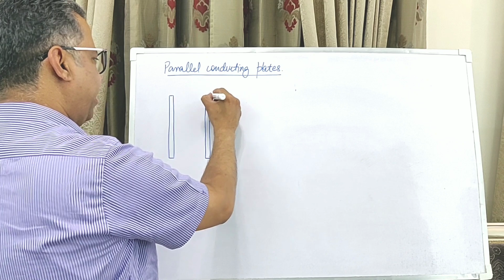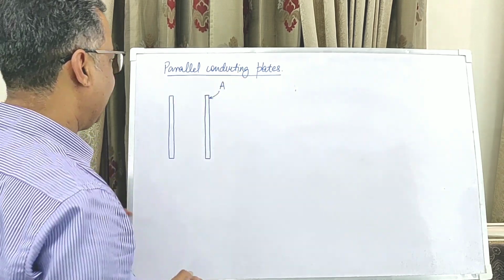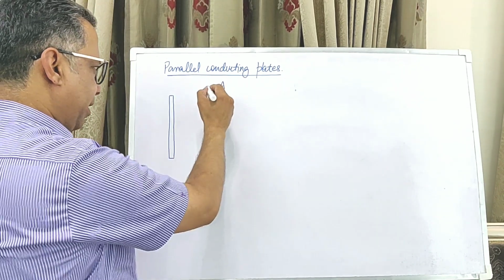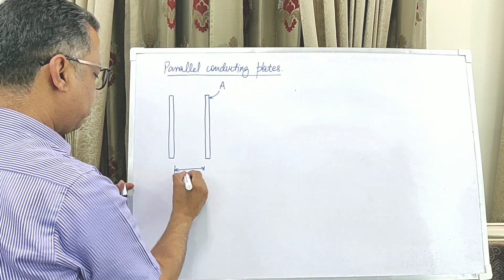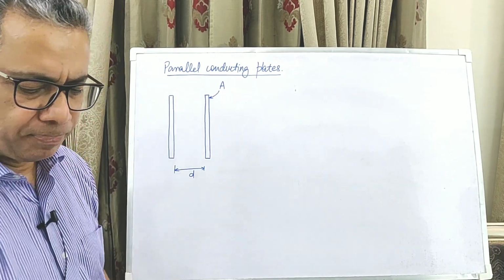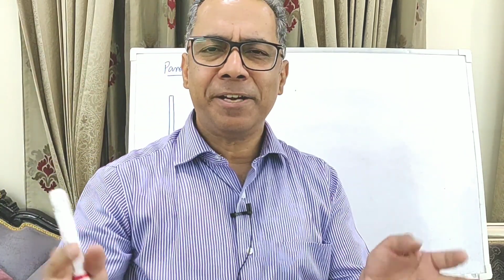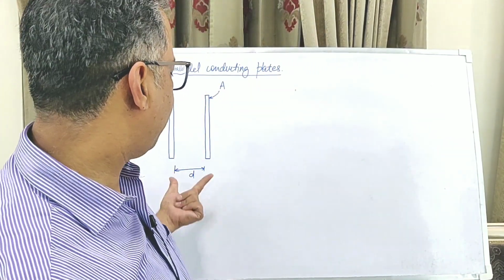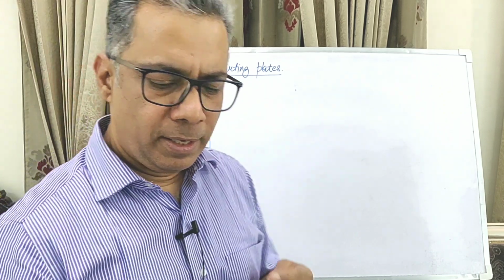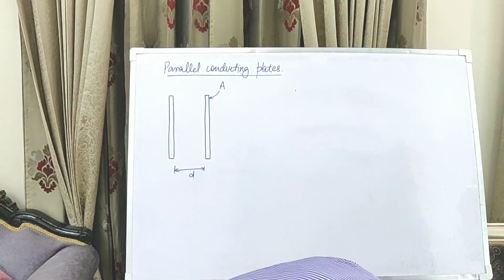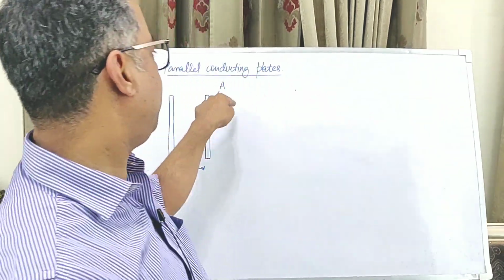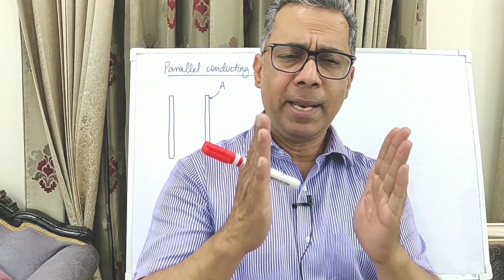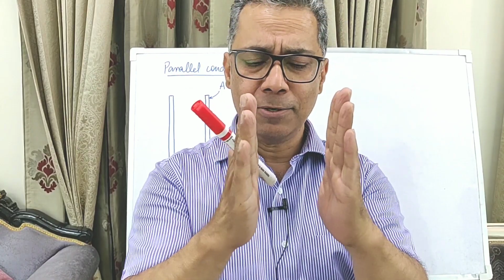These plates have an area A each, and their linear dimensions are pretty large compared to the distance D between them. So the linear dimensions, that is the length and the width of these plates, is very large compared with this distance D. Now these two plates having this amount of area are placed in front of each other, parallel to each other.